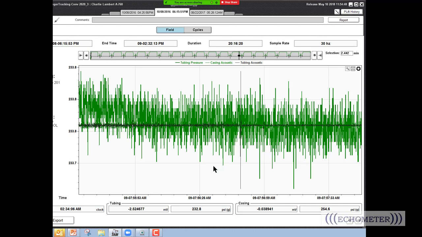So that was the reason why we did that test, was to be able to determine if we could see the plunger hit bottom by listening to the casing acoustic signal. And the answer is, I think we saw it, and it didn't show up on every one, as you can see here, but that's why.